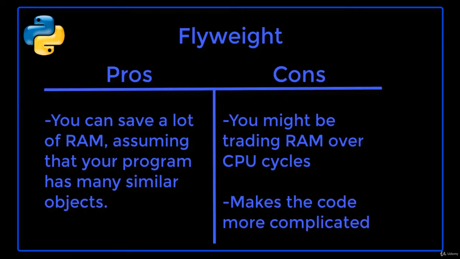Let's look at the pros and cons of using the flyweight pattern. The advantage of using the flyweight pattern is that you can save a lot of RAM, assuming that your program has many similar objects. The drawbacks are that you might be trading RAM for CPU cycles when some of the context data needs to be recalculated each time somebody calls a flyweight method. Also, the code becomes much more complicated once the flyweight pattern is introduced. New team members will always be wondering why the state of an entity was separated in such a way.